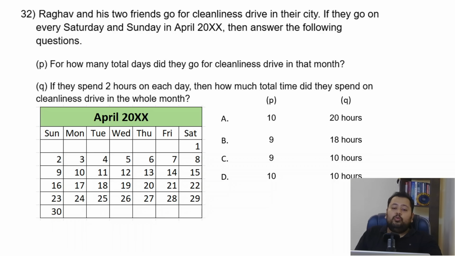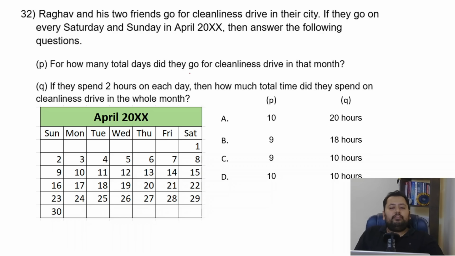Q is, if they spend 2 hours on each day, then how much total time did they spend on the cleanliness drive in the whole month, right? So if they're spending 2 hours every day, then how much total time have they spent, right? That is what you have to find out. Pause the video, solve it first, and then look at the solution.